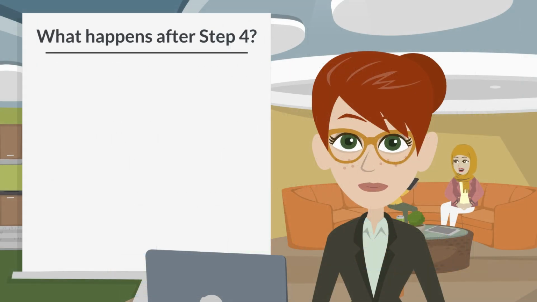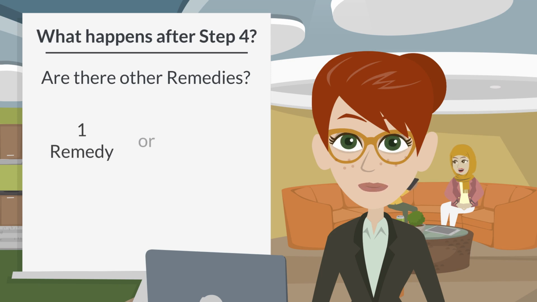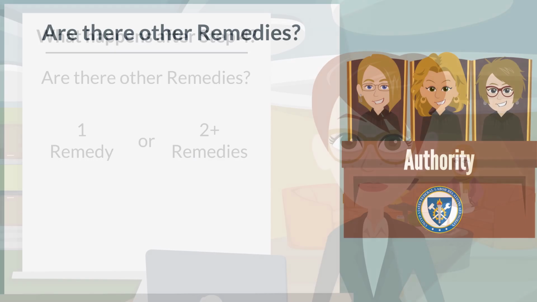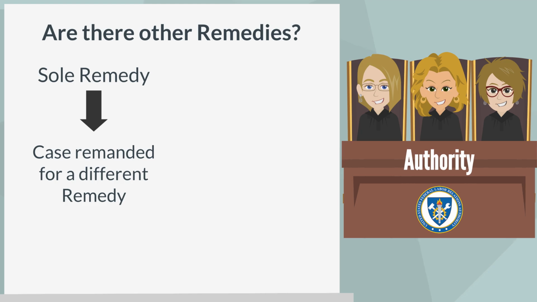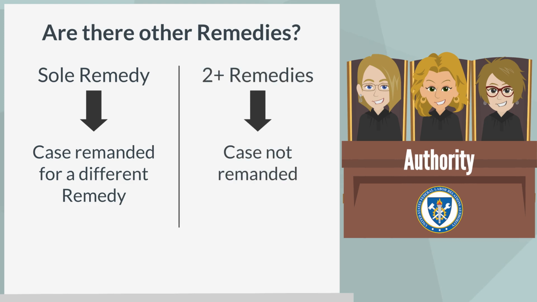What happens next depends on whether the remedy the authority set aside is the sole remedy for the contract violation. If it is, then, absent unusual circumstances, the authority will remand the case to the arbitrator to come up with a different remedy to avoid letting the contract violation go unremedied. However, if the arbitrator awarded other remedies for the contract violation and the authority has not set aside those remedies, then the authority will not remand.